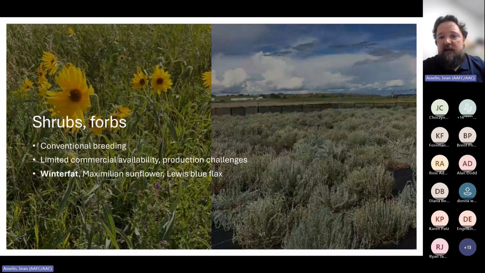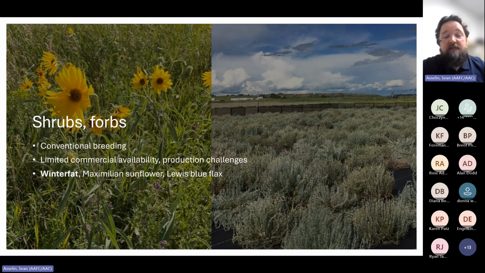And then shrubs and forbs. This is the least developed part of the program right now. We're just starting with conventional breeding. A lot of our forbs have limited commercial availability, and this is largely due to production challenges. A lot of our forbs tend to have a woody growth habit, which can complicate harvesting by combine. We also have issues in species such as winterfat, which is the species on the right-hand side of the screen there. We have male and female plants, so only half the plants produce seed. And if you don't know which plant is male or female when you plant them, harvesting mechanically can be quite challenging. So we often have to use hand harvesting for that species.